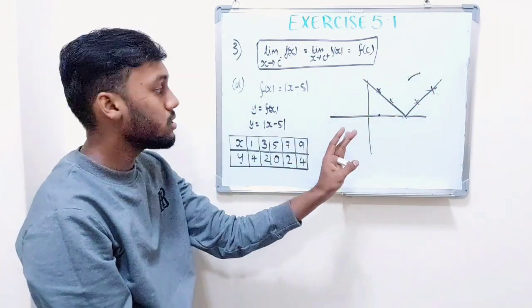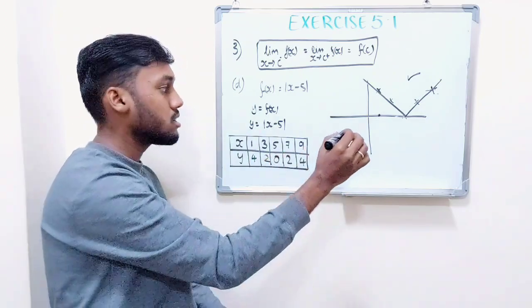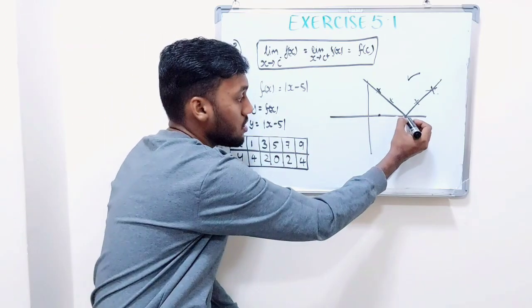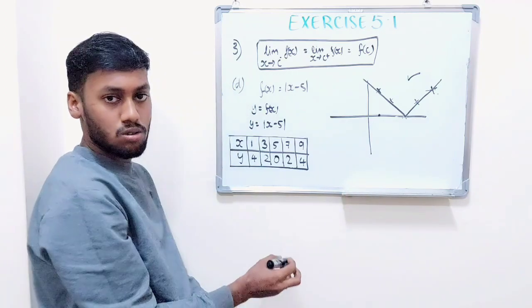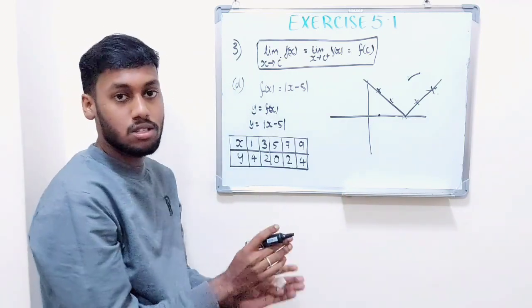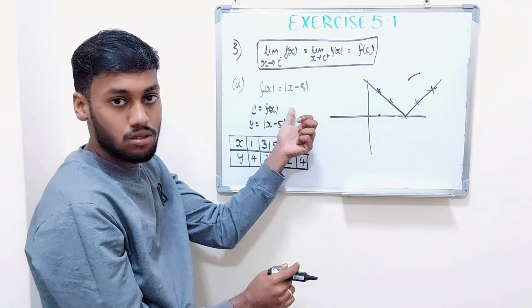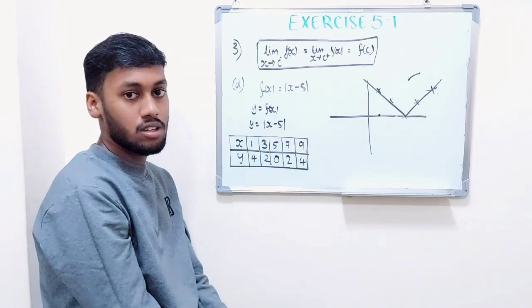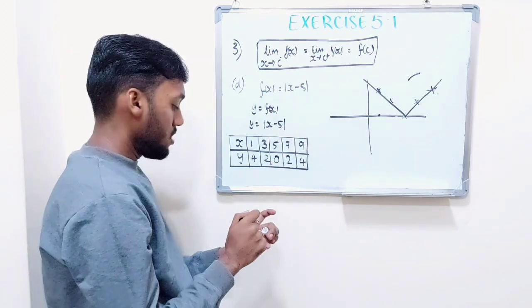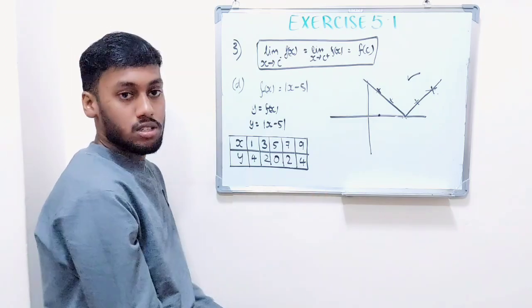There is no breakpoint in this graph. It gives a continuous line, because there is no breakpoint. So we can say that modulus functions are continuous. This particular modulus function is continuous. Okay, it's very simple, right? We'll be solving the next question in the next lecture.